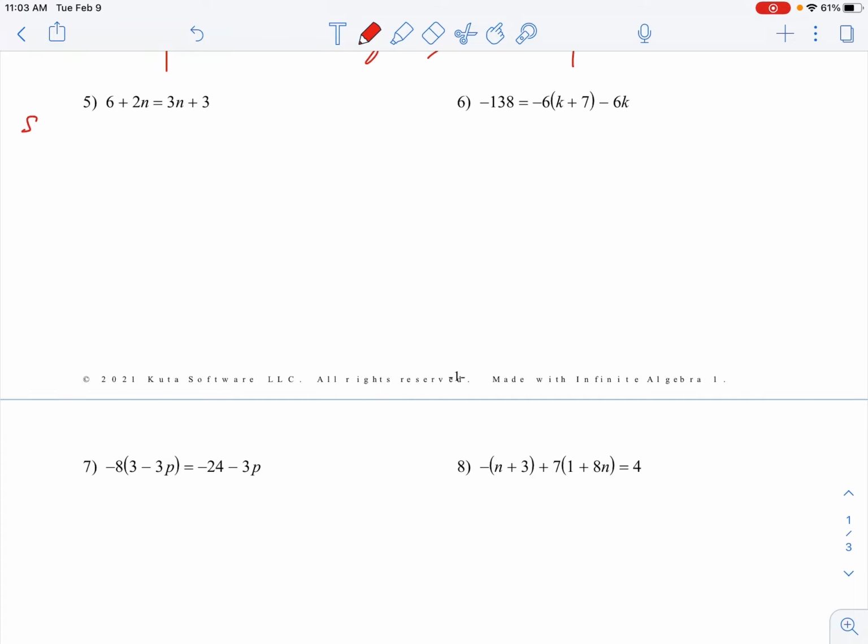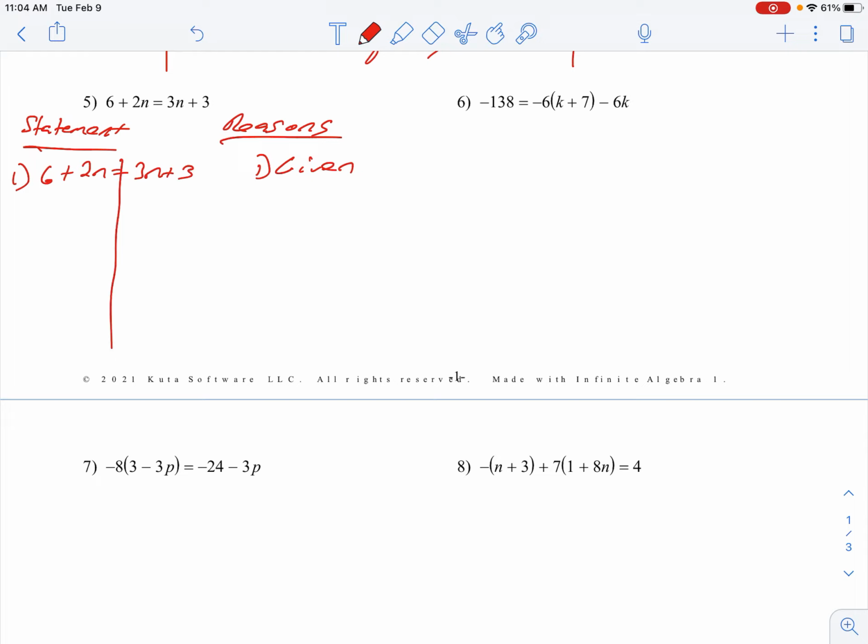Number 5, they would like us to justify. And that will be the last one to justify here. So, slide that on down. That reason is given. And then let's put that line down the middle of the equal sign.